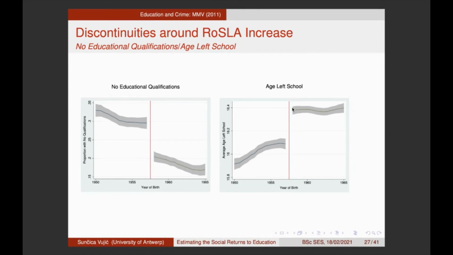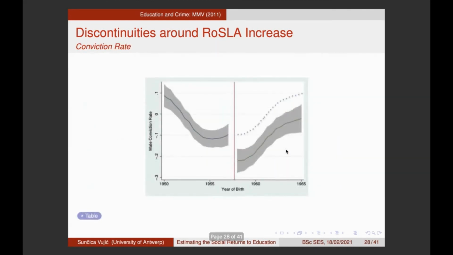And at the same time, on this other graph, the measure of education is the age at which you leave school. So you can see that there was a jump, an increase in the age at which people leave school. So now it's around 16. There are many more individuals who leave at 16 rather than before. And we also look at the discontinuities in crime.